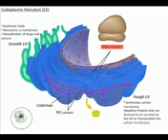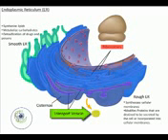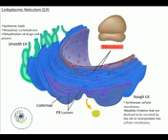Once the protein has been modified to a point in the ER, those proteins are packaged into a transport vesicle such as this, and those vesicles, which are simply small membranous sacs that bud off from the ER, are transported through the cytosol to the Golgi apparatus.